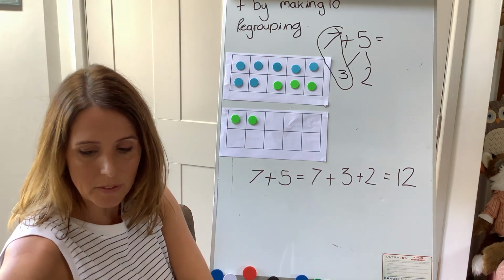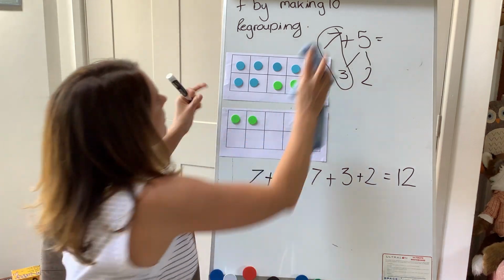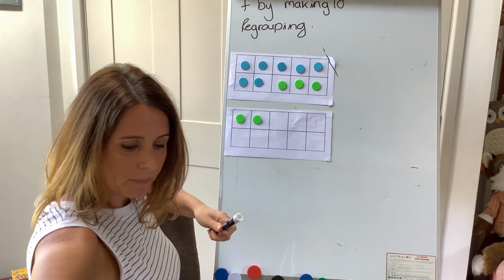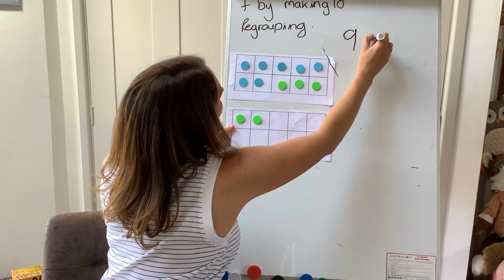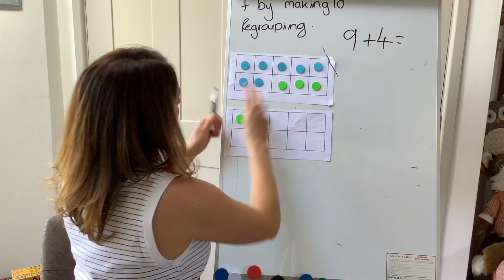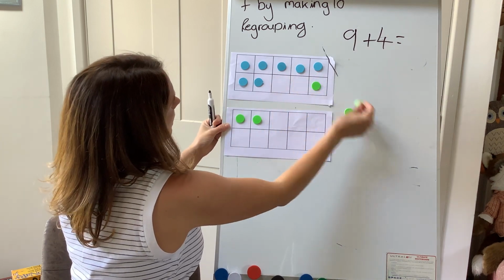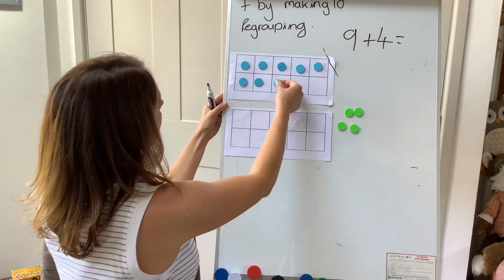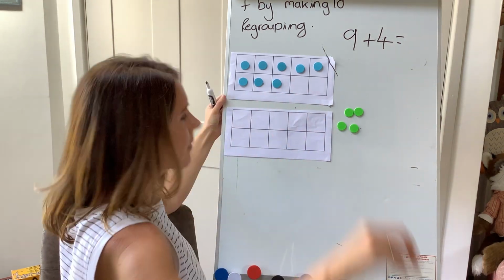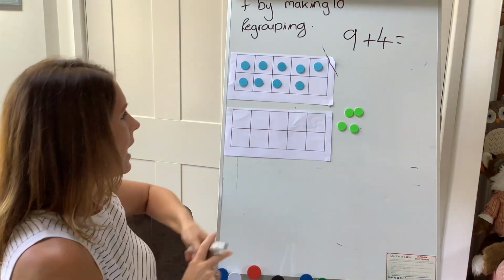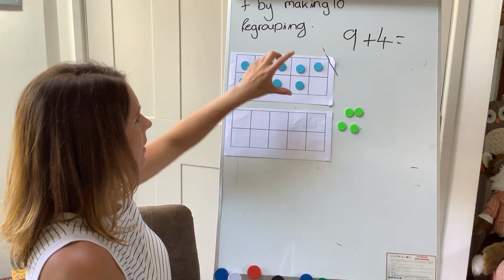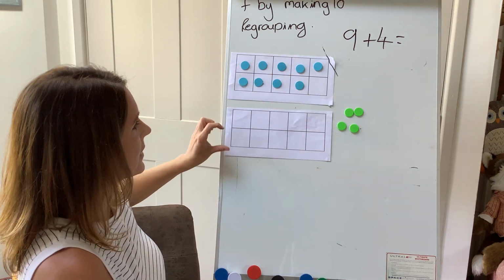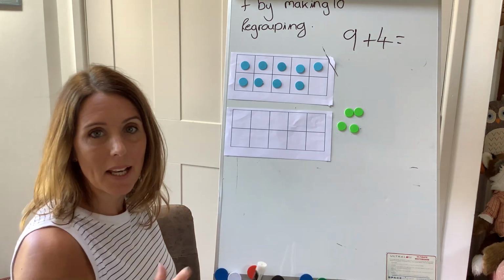Now try one yourself. So, try this one. 9 add 4. So start off with 9 counters. You need to check there's 9, count them, so 9. How are you going to partition the 4 to regroup it, to add it to make 10 first, then what have you got left, and then add them all together? Pause me and have a go at that.